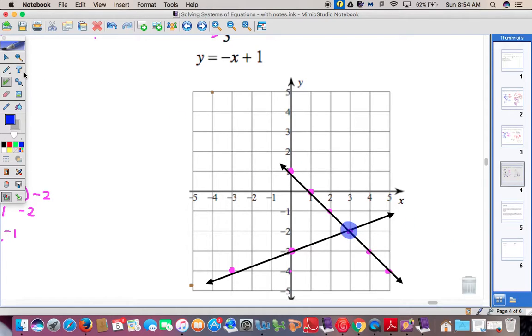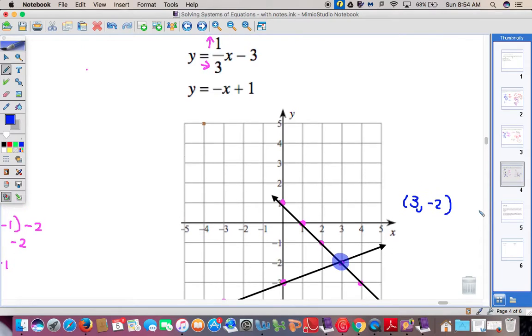And the x value for that point is a positive 3, and my y value is a negative 2. So my ordered pair would be 3, negative 2. Now I would want to verify my answer by substituting it back into my equations. If I do that, I've got that negative 2 is equal to 1/3 times 3 minus 3. So negative 2 is equal to 1/3 of 3. The 3's cancel and I'm left with just 1 minus 3. So negative 2 equals negative 2, so that works.